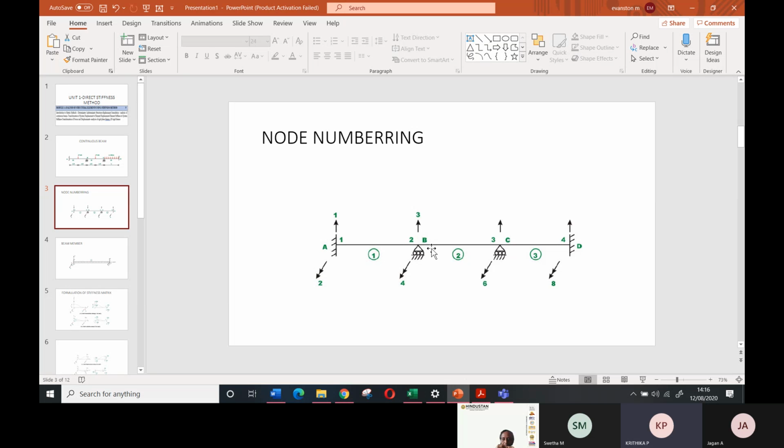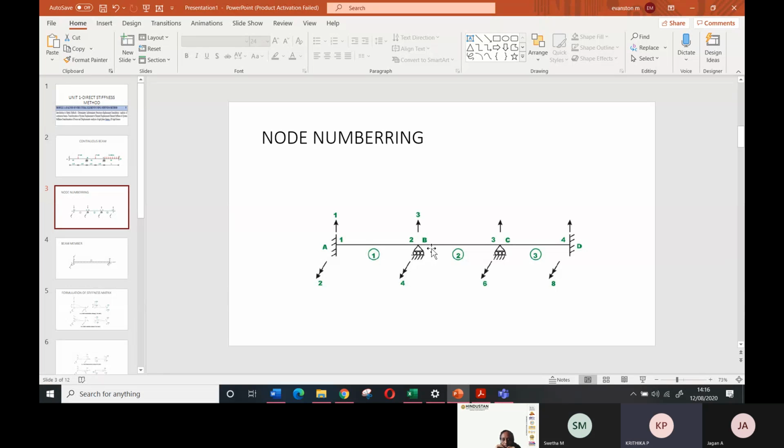Fixed support: rotation is restrained. Very good. Rotation is not allowed, and vertical translation is also restrained. Very good. Then what about the simple support? In a simply supported beam, rotation is free. Yes, rotation is free.